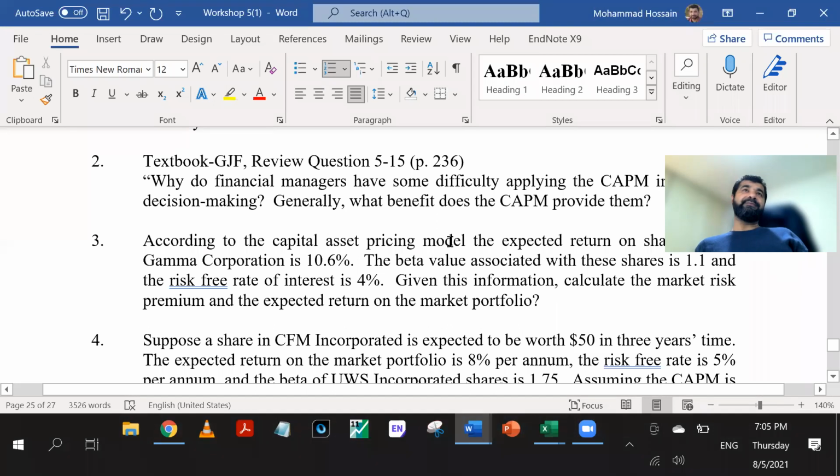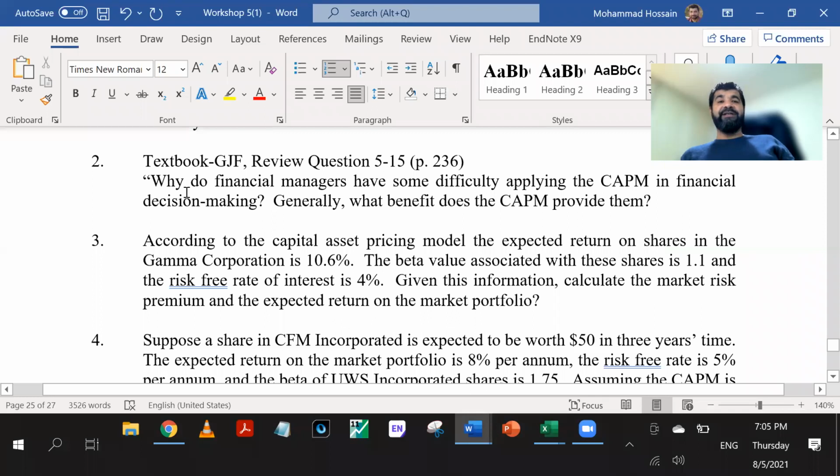Okay. Second one. Why do financial managers have some difficulty applying the CAPM in financial decision making? Generally, what benefits does the CAPM provide them? So CAPM provides financial managers with the link between risk and return. CAPM was developed to explain the behavior of security prices in an efficient market using historical data.